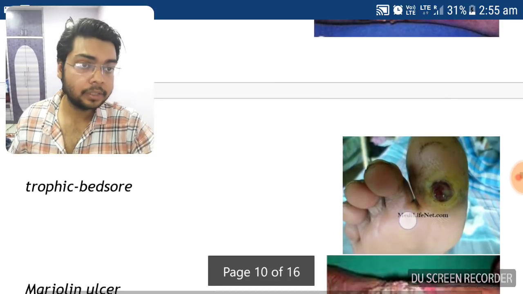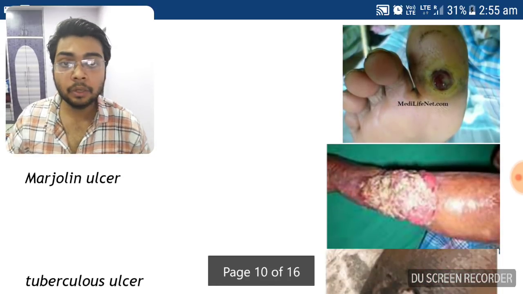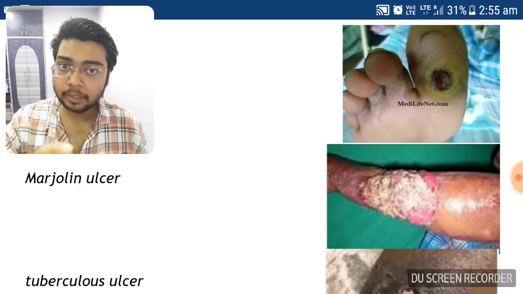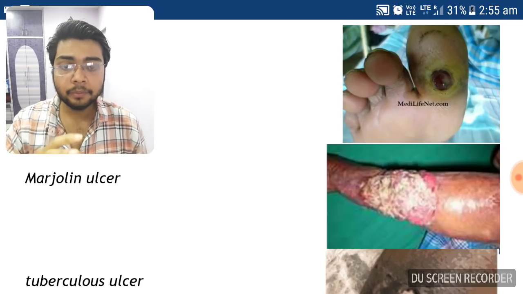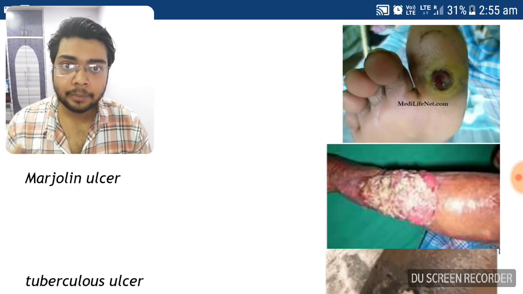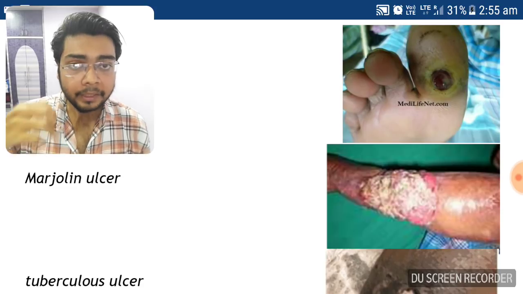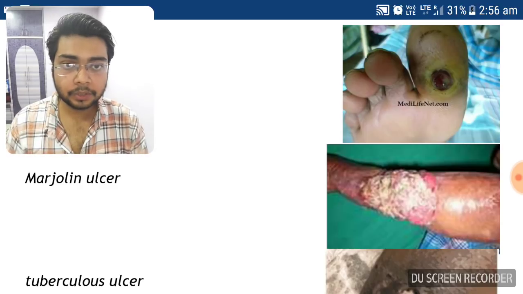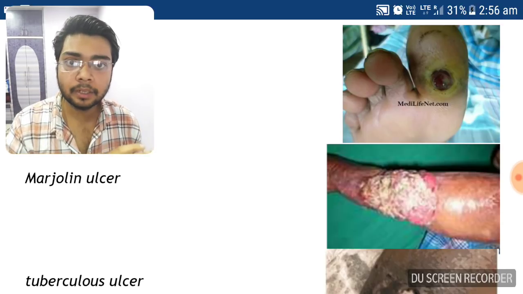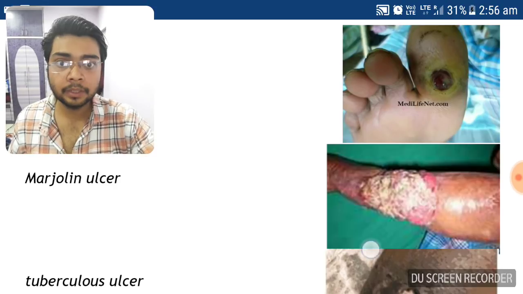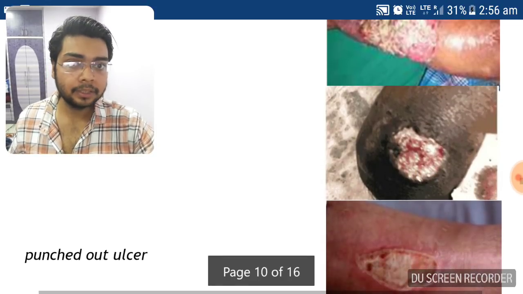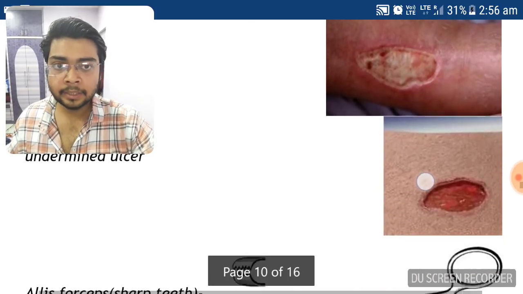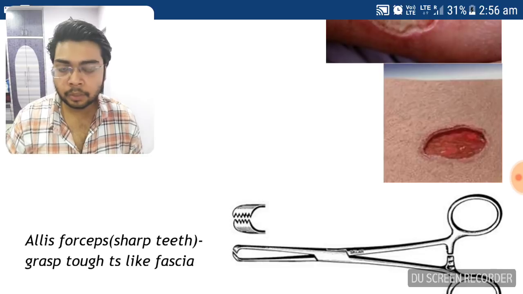Trophic ulcer, bed sore ulcer, painful one. Marjolin's ulcer, you all know it is caused by a chronic ulcer or chronic trauma which is there for a long time, and what happened is squamous cell carcinoma has shown up. So Marjolin's ulcer is a long standing chronic ulcer having squamous cell carcinoma. Tuberculous ulcer will look something like this. Punched out ulcer will look like this. Undermined ulcer, this. So general surgery is equally important for you.